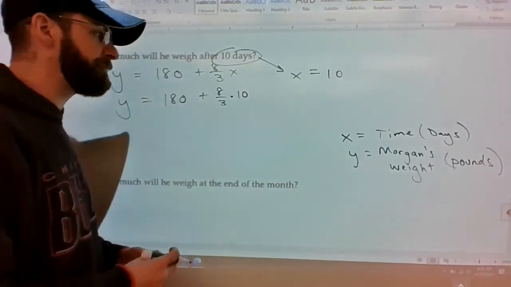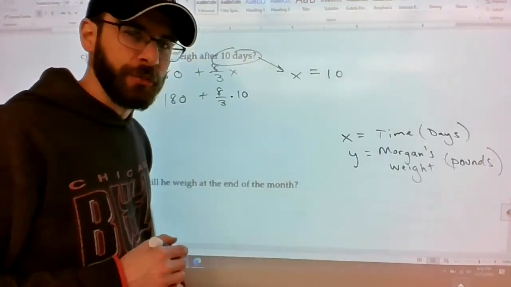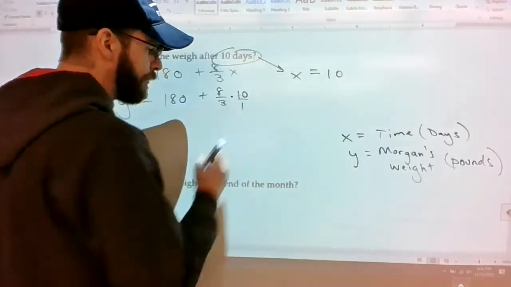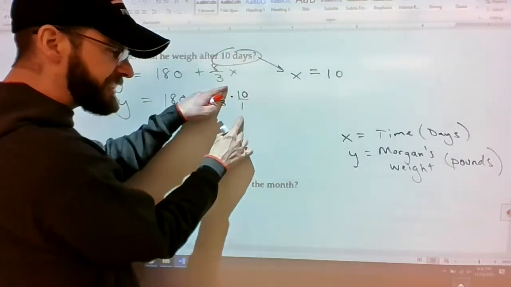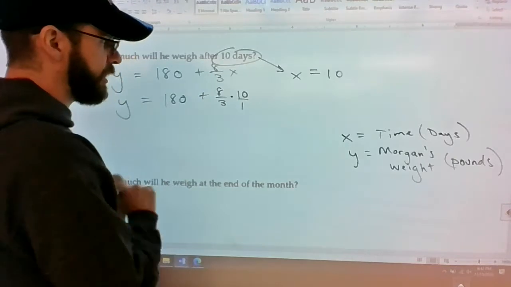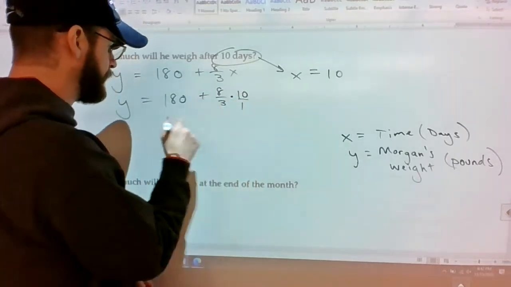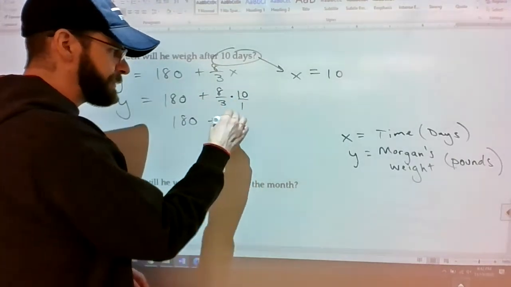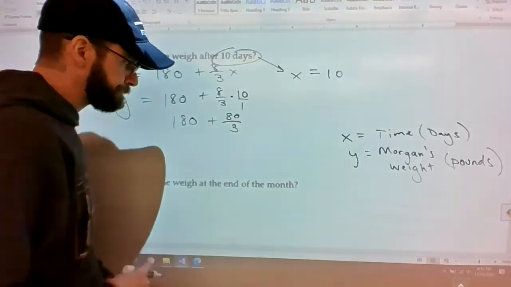Now, how do you multiply fractions? Good question, good review concepts. Put the 10 over 1. See if you can cross cancel. You can't. So then you just multiply straight across. This is going to be 80 over 3. So what's 180 plus 80 over 3?